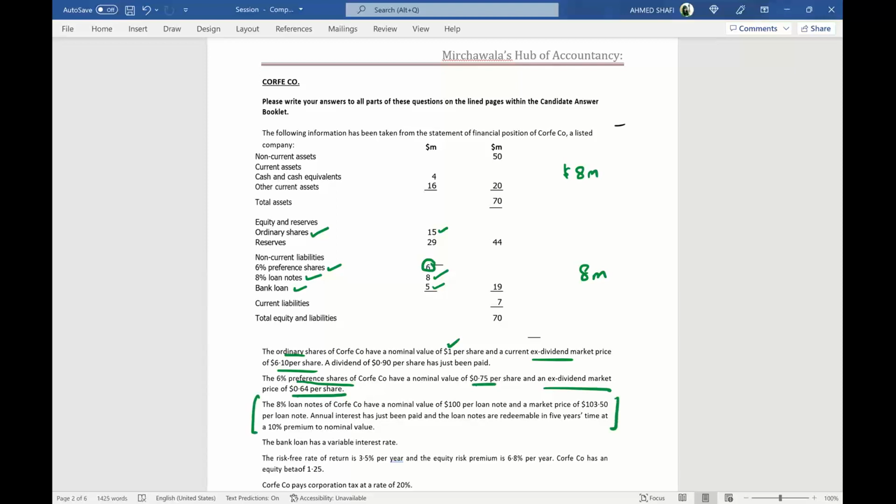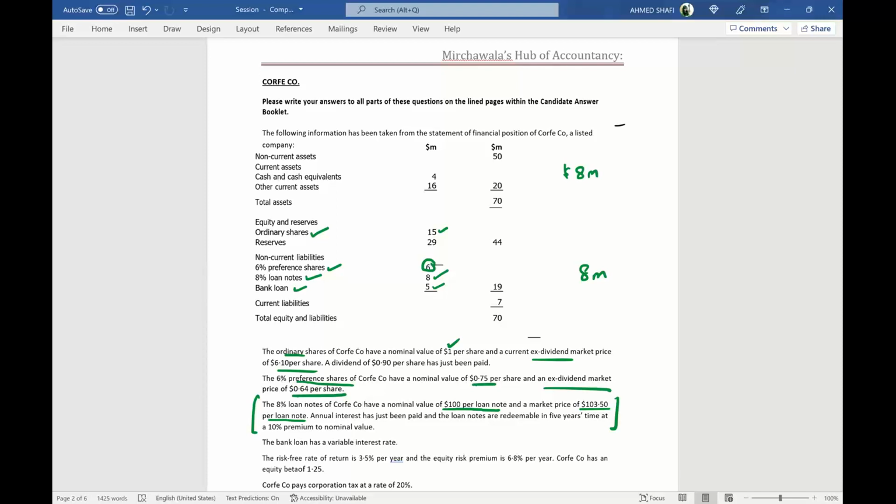The 8% loan notes have a nominal value of 100 and market price of 103.5 per loan note. There are 8 million loan notes. They have a par value of 100. That means they have official value of 100. But the market price is 103.5. They are trading at 3.5% more than the par value.